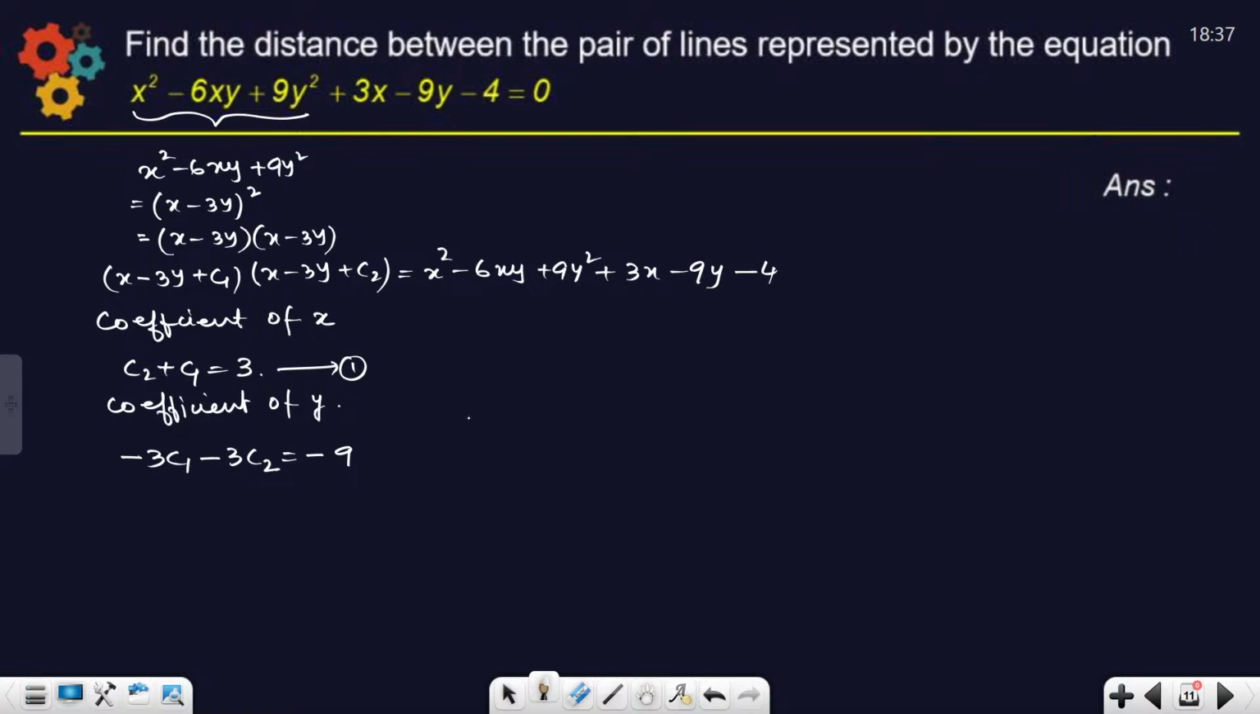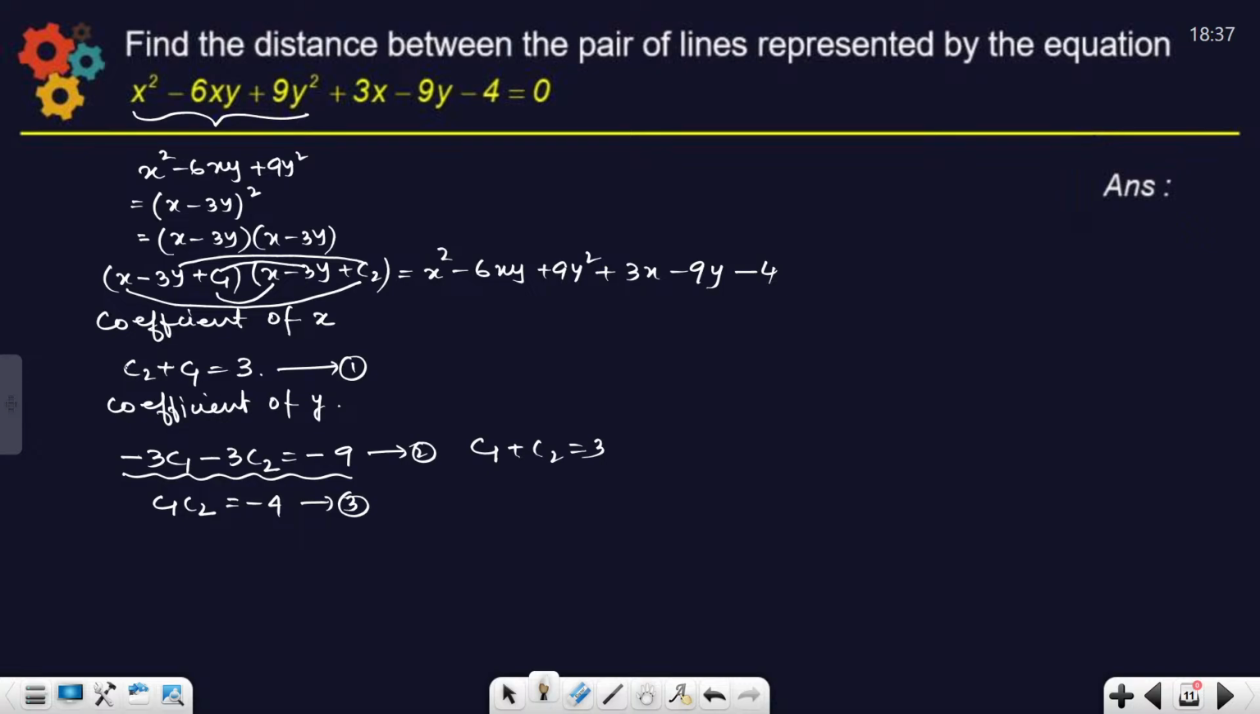Please check it. Coefficient of x, from here we get c1 plus c2, and the coefficient of y you get from this one. And the constant term is c1c2, which equals minus 4, right? So now this is our second equation, this is our third equation. But see one interesting thing: from the first equation, you are getting c1 plus c2 equals 3.